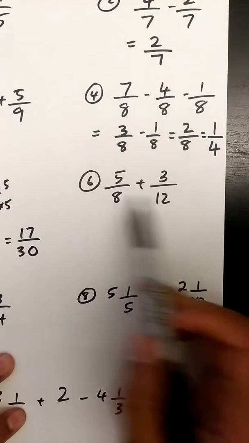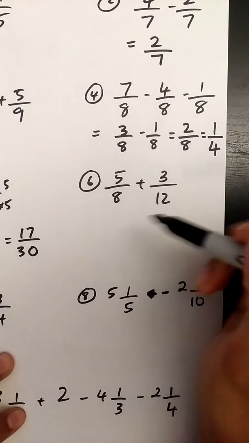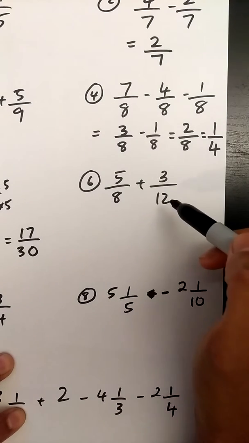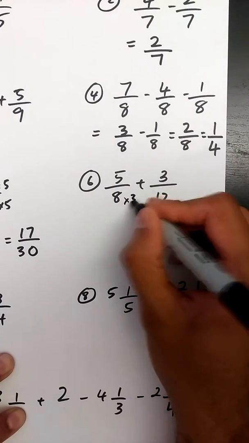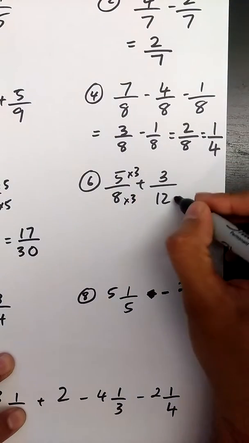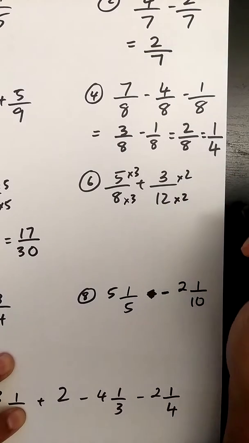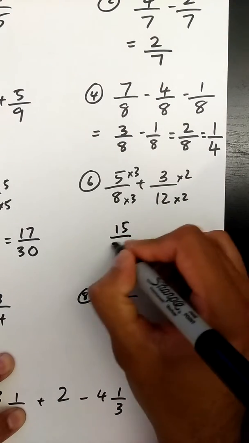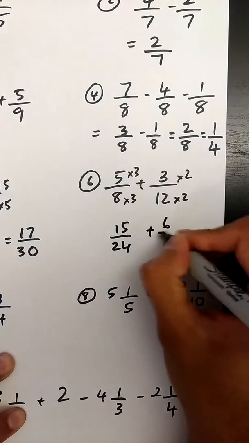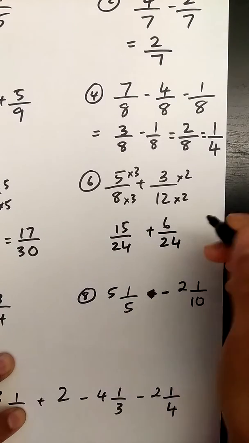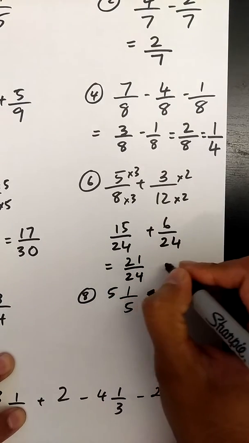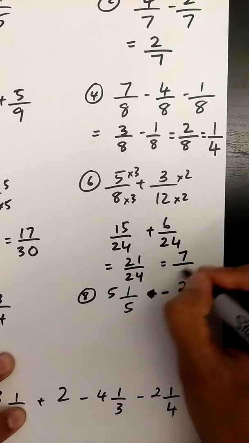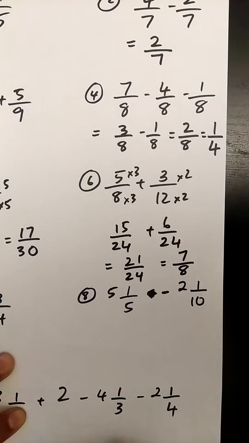Same thing in this one, we have different denominators. We want to find our lowest common multiple. Our lowest common multiple between 8 and 12 is 24. So I'm going to multiply by 3 on the top and bottom over here, multiply by 2 on the top and bottom here. So 15 over 24 plus 6 over 24, just 21 over 24. And again, I can reduce this down to 7 over 8.